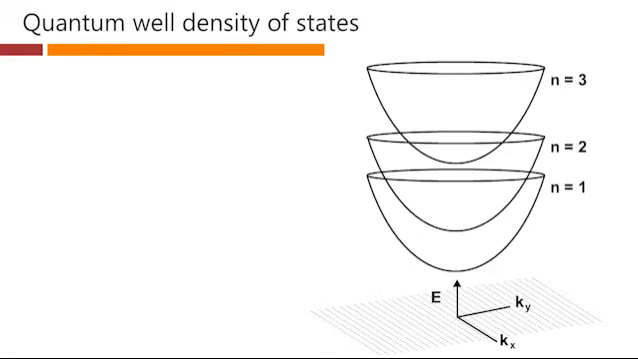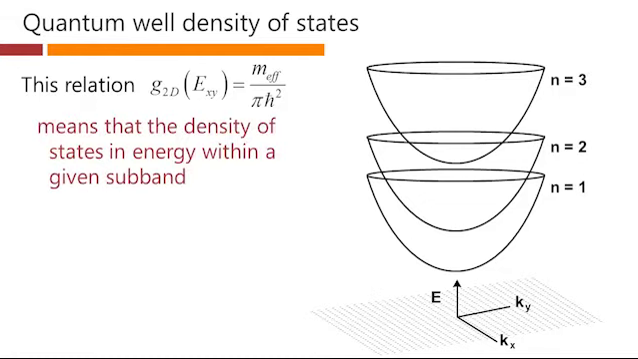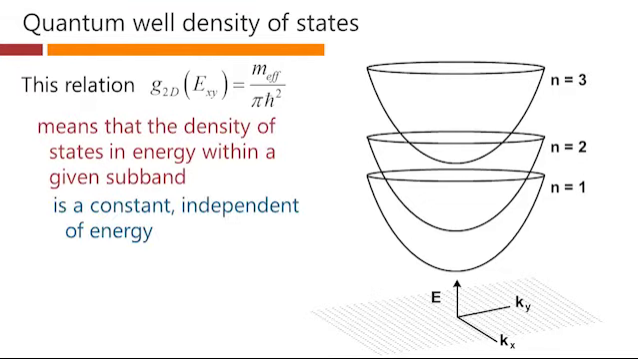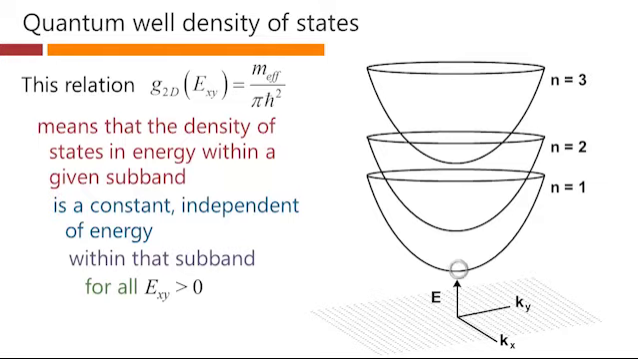So what is going on here? Here's our picture with our subbands. This relation that we have here then means that the density of states in energy within a given subband is actually a constant, independent of the energy within that subband, for all energies greater than the bottom of the subband in question. Now, why is this?